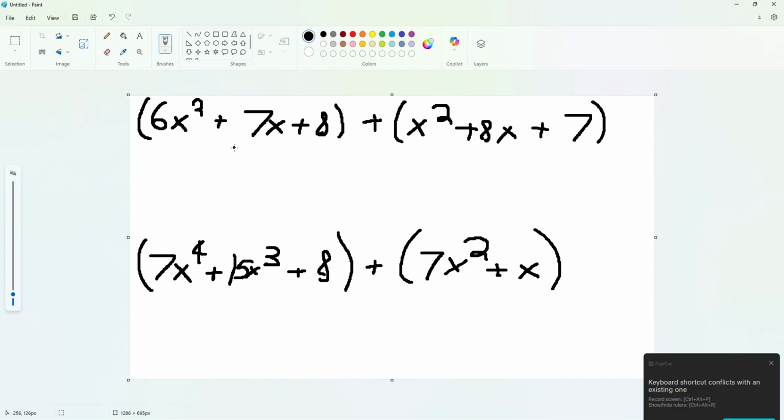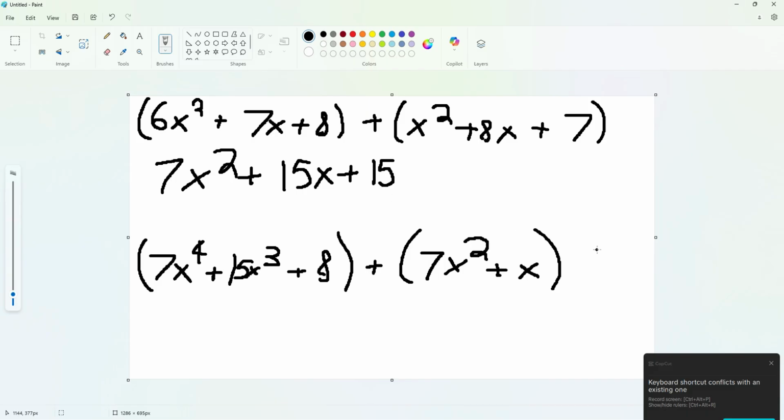Now, let's start with this question. 6x squared plus 7x plus 8 plus x squared plus 8x plus 7. Now, we're going to add like terms. 6x squared plus 7x squared, plus, now we have our 7x plus 8x, which is 15x. Then we have our constants 8 and 7.